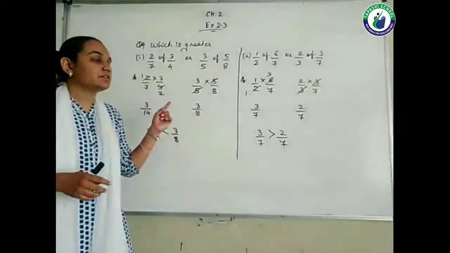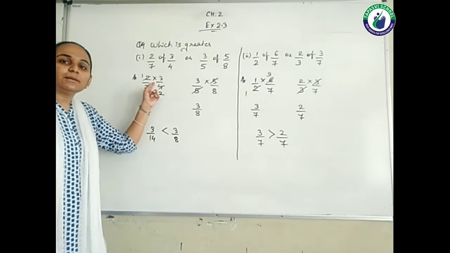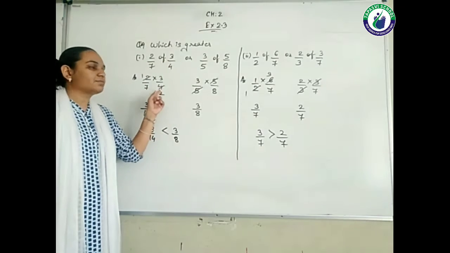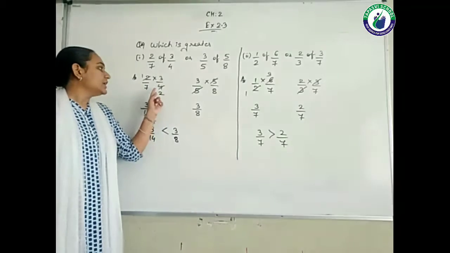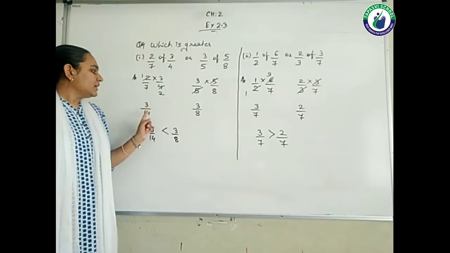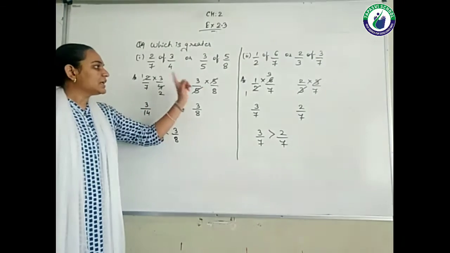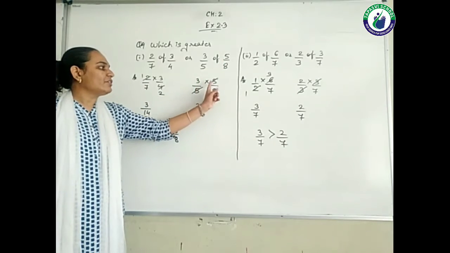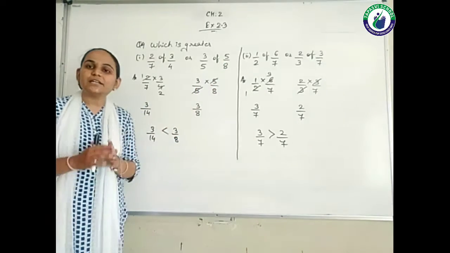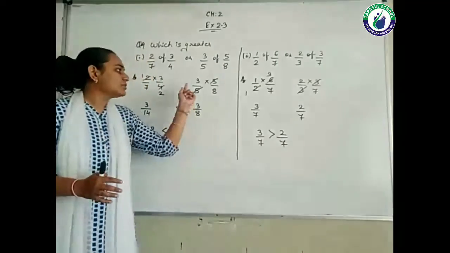So first we will solve it. Here I have solved it. 2 by 7 of means multiply, we have to multiply with 3 by 4. Now 2 ones are 2 and 2 twos are 4. What is remaining? 3 in the numerator and 7 twos are 14 in the denominator. Now this one, 3 by 5 of 5 by 8. The 5 and 5 get cut down because numerator and denominator have the same value. So now what is remaining?